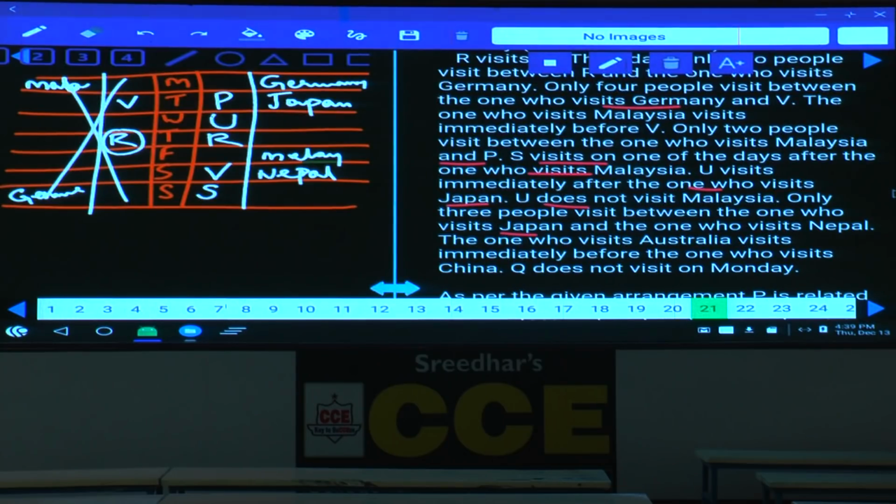Next one. The one who visits Australia visits immediately before the one who visits China. This is Australia, and this is China. Australia is immediately before China. And Q does not visit on Monday. As Q does not visit on Monday, Q must be on Friday. If Q is on Friday, then who is the person after? P, Q, R, S, T, U, and V, T must be here. And Germany, Japan, Australia, China, Malaysia, Nepal. Then what is the other information here? India. Now who visits India? S visits India on Sunday. Clear now? This is how these 7 people visited 7 different places on 7 different days of a week, Monday to Sunday.